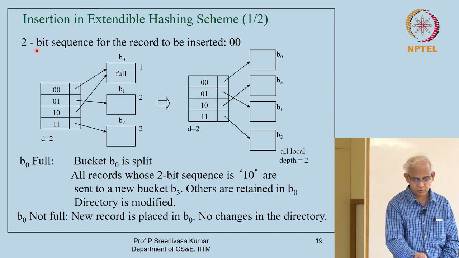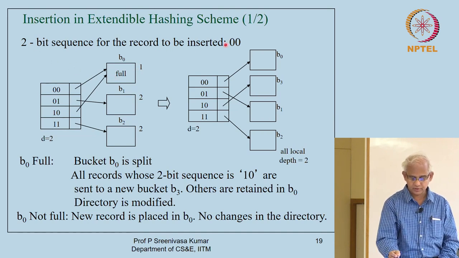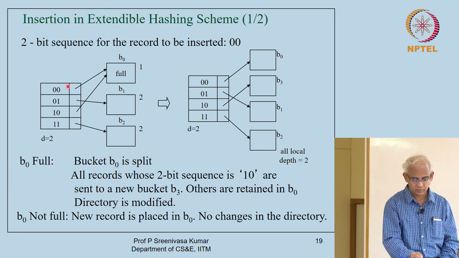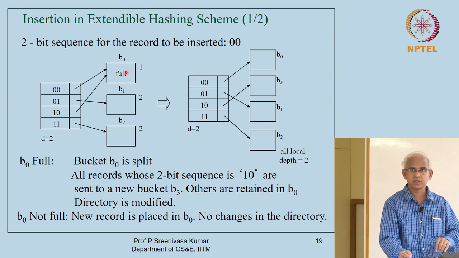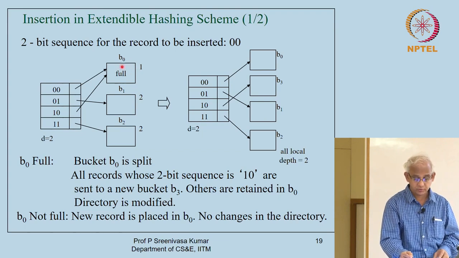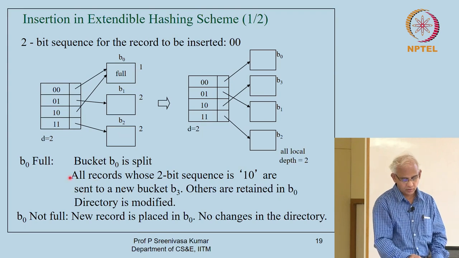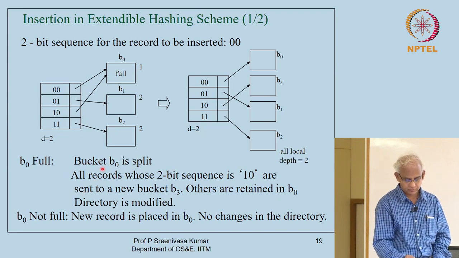Now let us say the 2-bit sequence for the record to be inserted is 0 0. You look up the directory and figure out that it has to go here, and there are 2 cases: either this is full or there is some space for the record. If there is space, there is no issue, you can insert the record into that bucket itself. Suppose this is full, then what we will do is split that bucket B0.